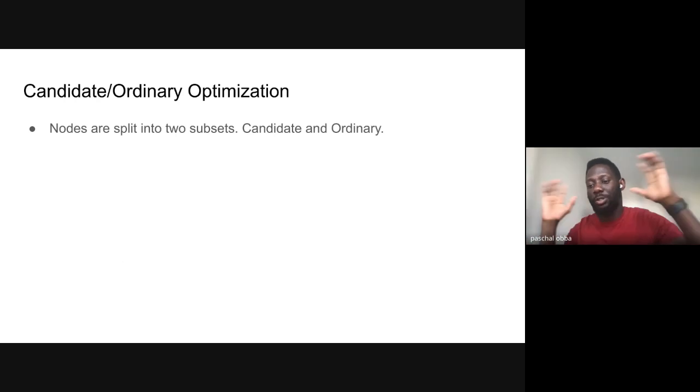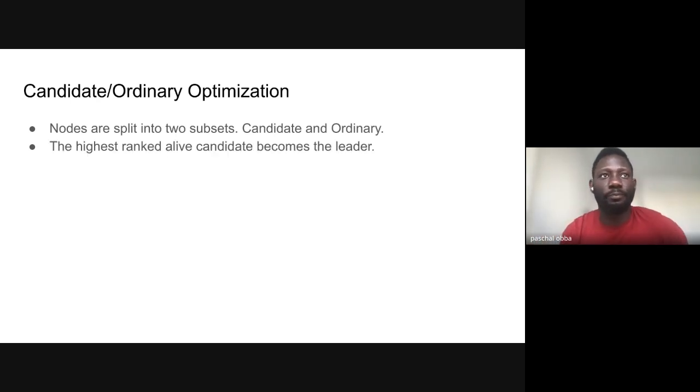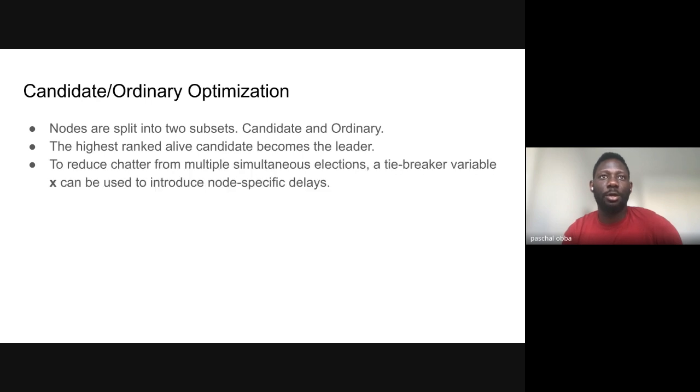We don't need to reach out to all the nodes in the network to say, oh, I want to be leader. You already have a set of candidates and then you choose a leader from there. So the highest ranked alive candidate becomes the leader. Reduce chatter from multiple simultaneous elections. A tiebreaker variable X can be used to introduce random delays. This is also a weird thing because it can slow down your network, so you have to be very careful as to what this tiebreaker variable will be.